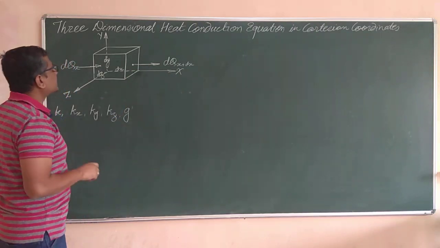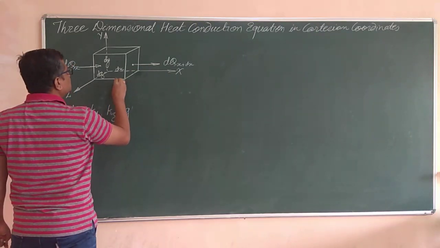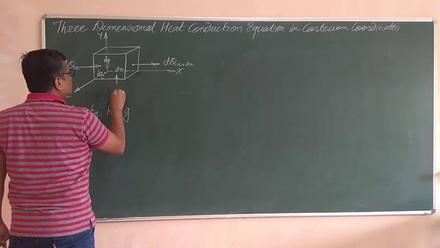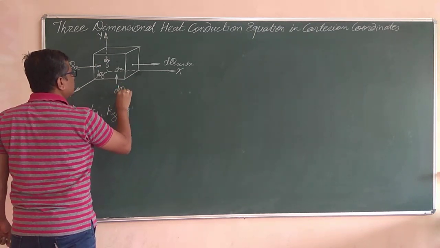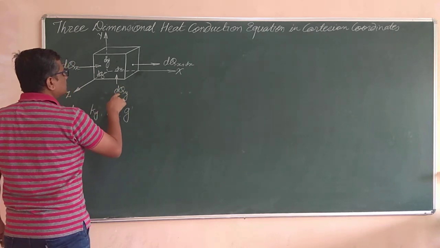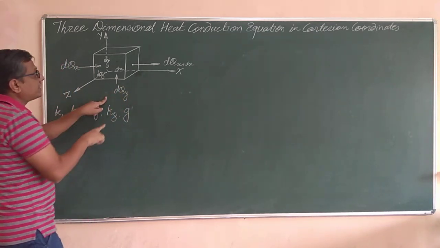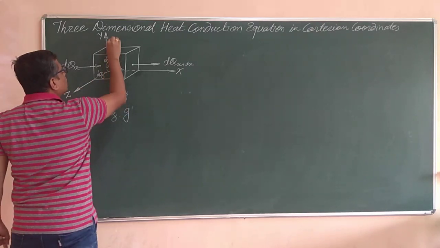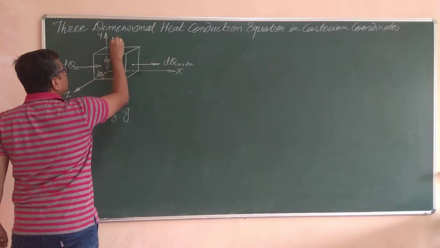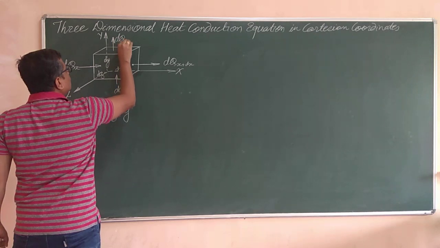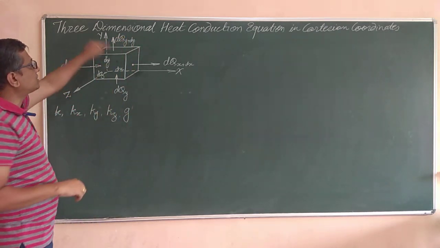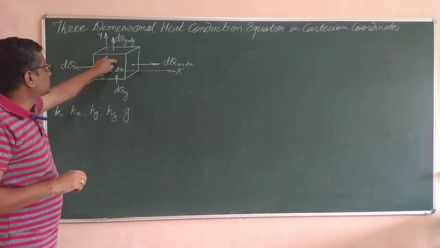In a similar manner, I can take down the heat which is coming into the fluid element in y direction as this one, say this is dqy, and this is the heat going into the element in y direction, and the heat which is going out of that element in y direction will be dq y plus dy, right?